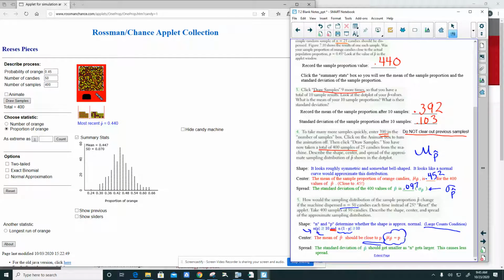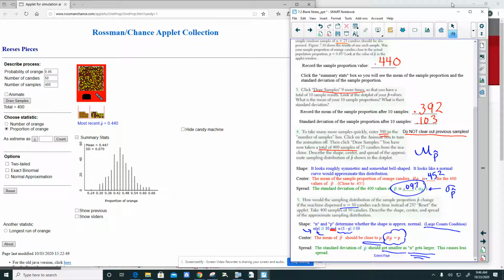Okay, something that I'll just remark here about the spread, and then we will take a look at these formulas, is that for the standard deviation of p-hat, you should notice that the spread gets smaller as your sample size gets larger. That's going to cause the spread to shrink. And you'll notice that the spread on this was much smaller. You can see when the sample size was 25, our spread was 0.097. And now, looking at the applet, it's 0.07.